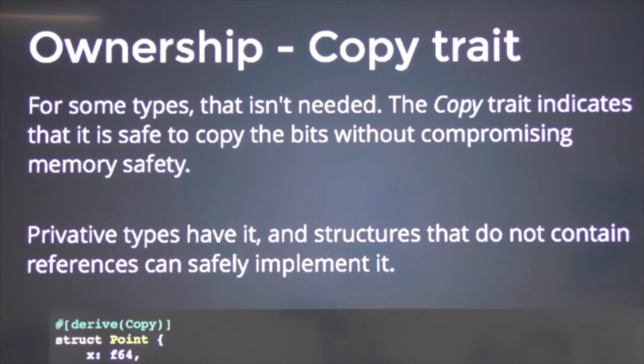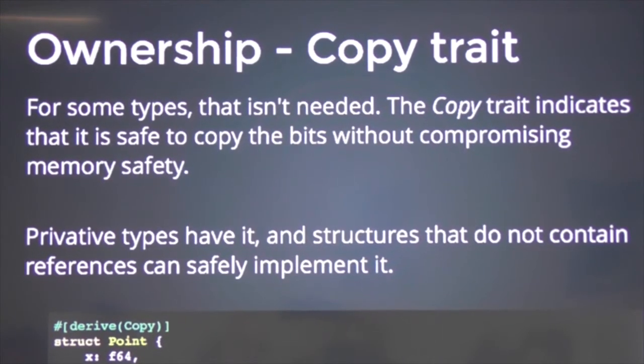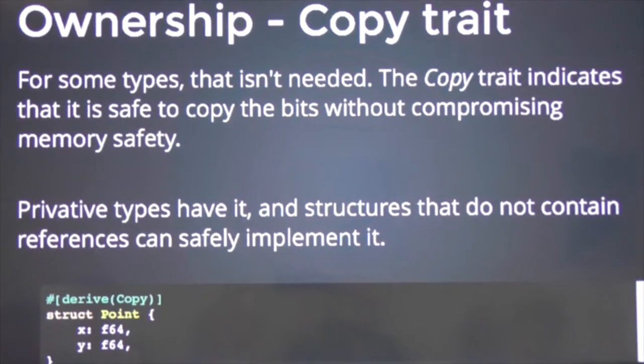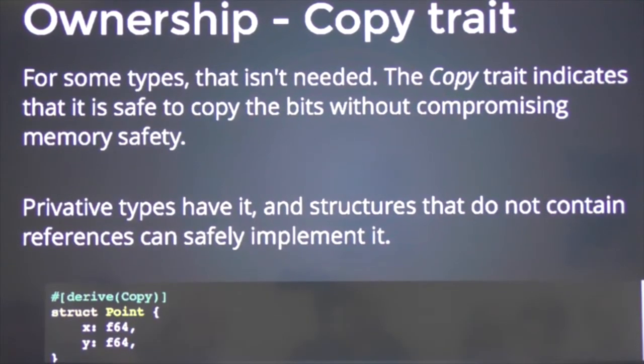For some types, this is relaxed. These implement the Copy trait. This essentially says you can use memcpy and duplicate the bits and everything's going to be fine. By default, all the basic numeric types have it. And if you have a structure that only contains copyable types, you can also implement Copy yourself. You don't want to do that, you just want to use derived Copy and let the compiler do it for you. This is another nice thing that it's borrowed from Haskell, where you can do deriving of traits.